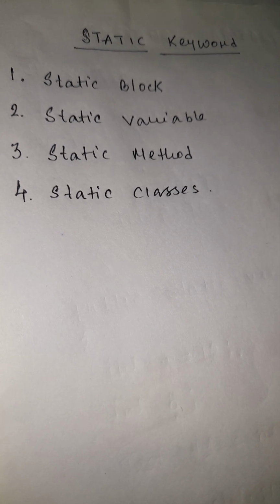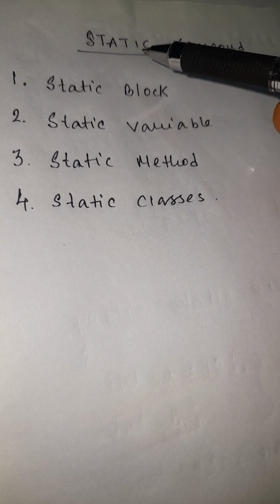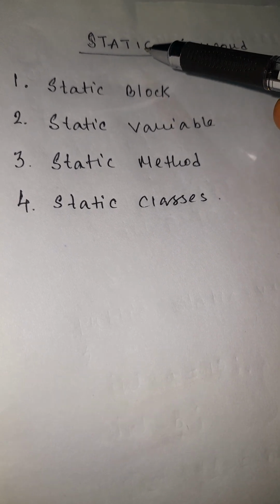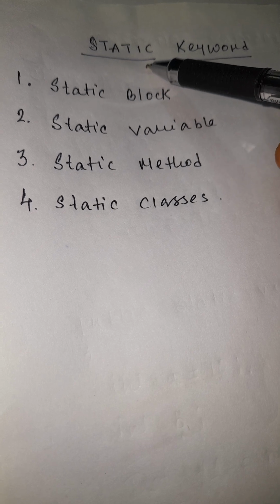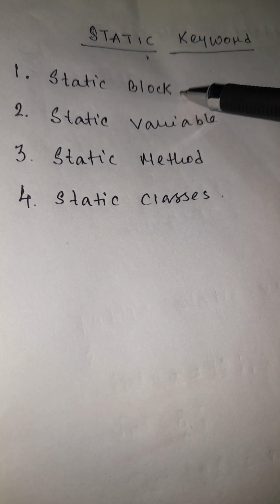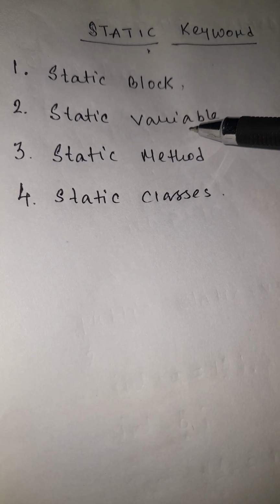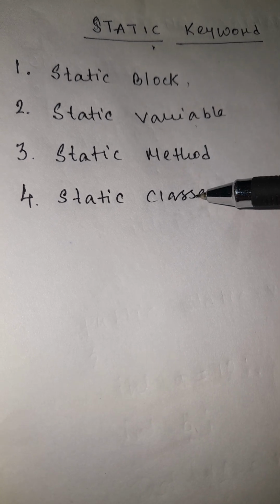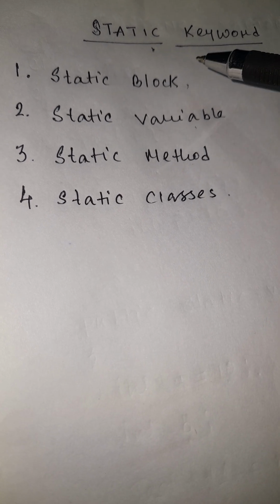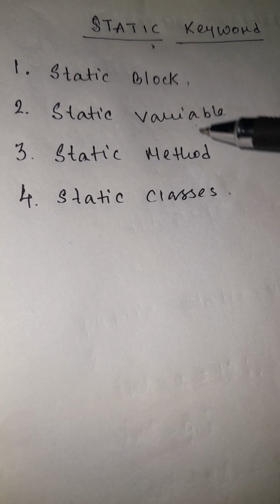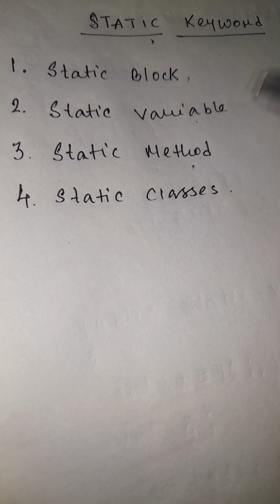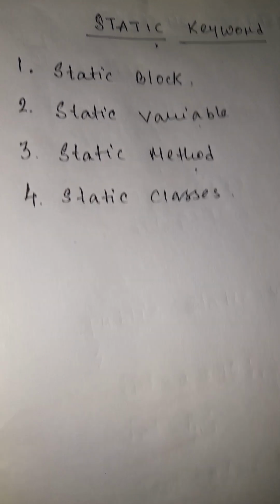Now today what is our topic? Our topic is the static keyword. How many types of statics are there? First one is the static block, then static variable, static method and static classes. So today I will discuss the static block, static variable and static method. Static classes I will discuss afterwards.